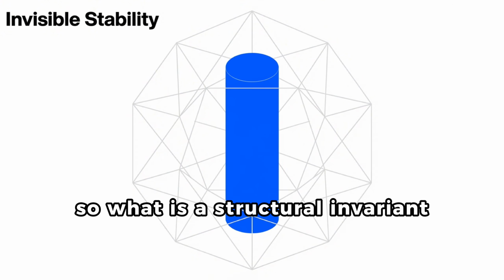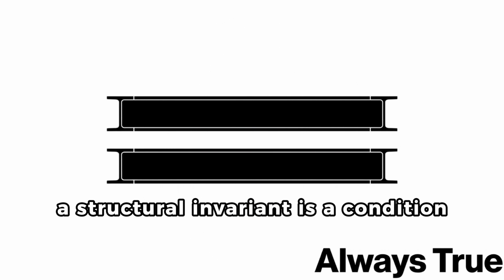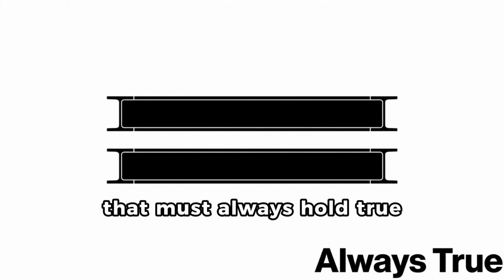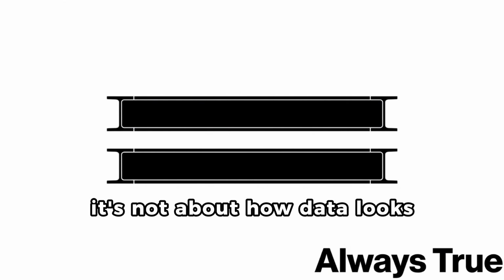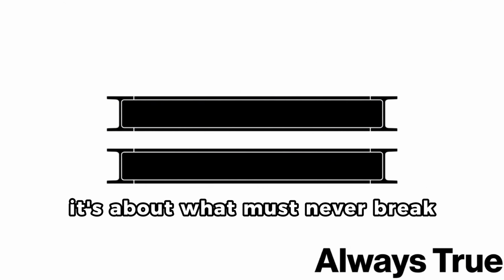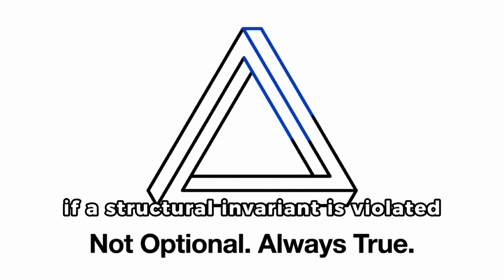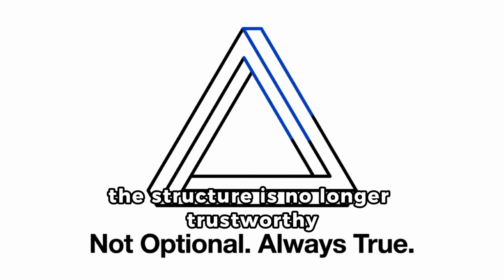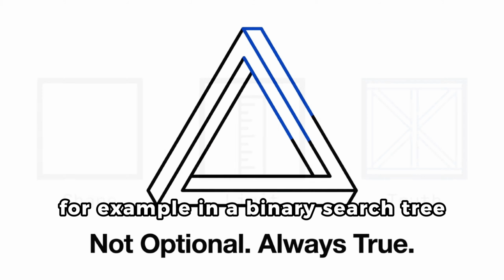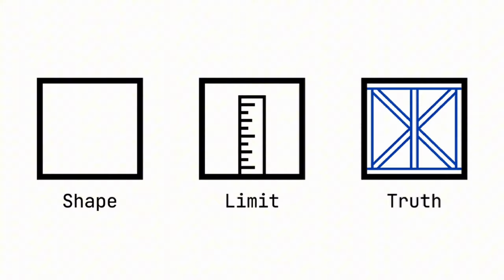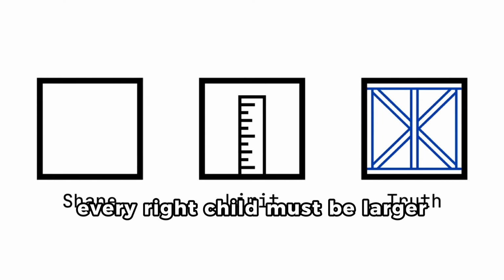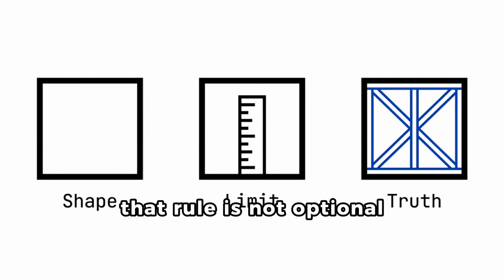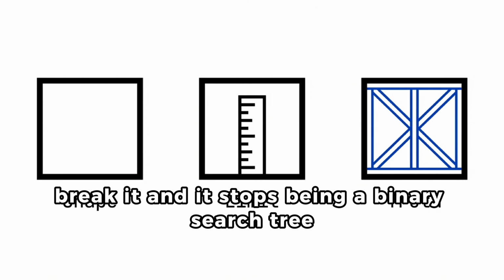So what is a structural invariant? A structural invariant is a condition that must always hold true for a data structure to remain valid. It's not about how data looks, it's about what must never break. If a structural invariant is violated, the structure is no longer trustworthy. For example, in a binary search tree, every left child must be smaller than its parent, every right child must be larger. That rule is not optional, it is invariant. Break it, and it stops being a binary search tree.